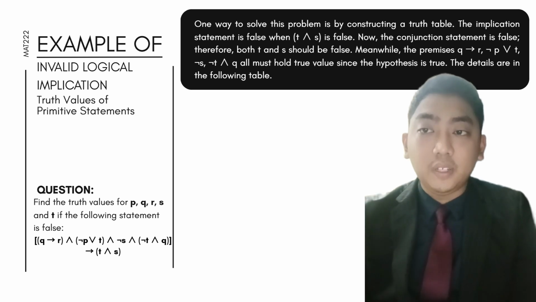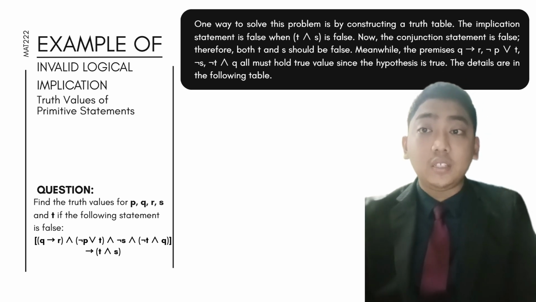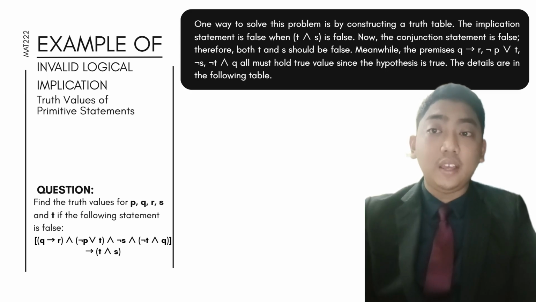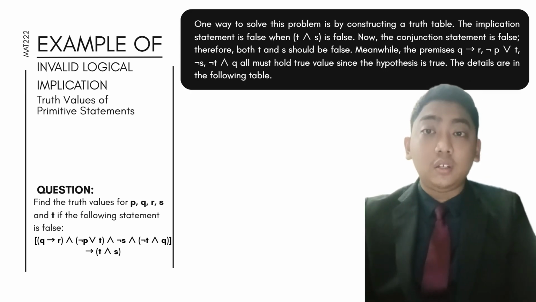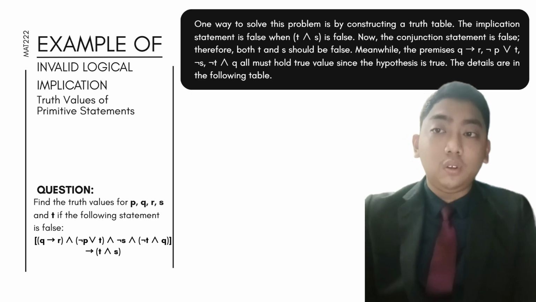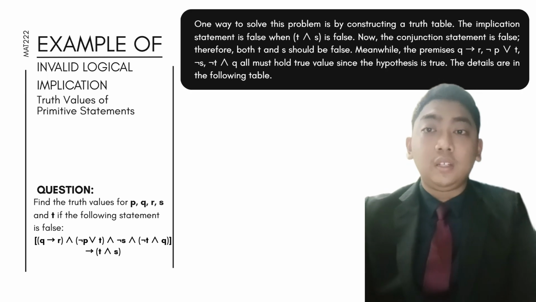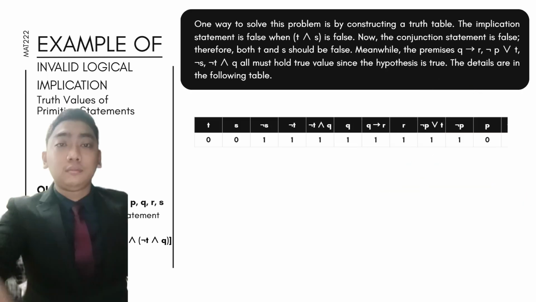The implication statement is false when T and S is false. Now, the conjunction statement is false. Therefore, both T and S should be false. Meanwhile, the premises Q implies R, not P or T, not S, not T, and Q all must hold true values since the hypothesis is true. The details are in the following table.